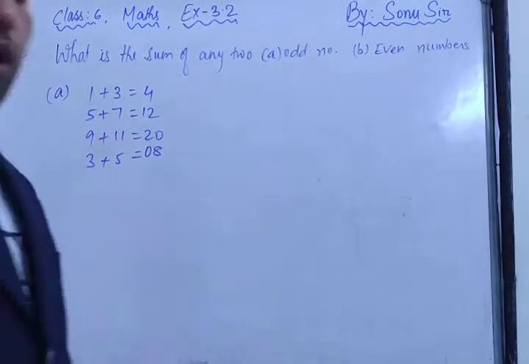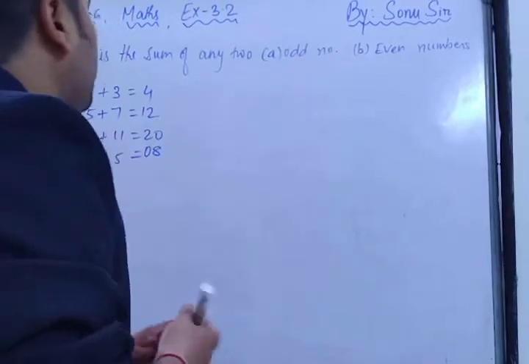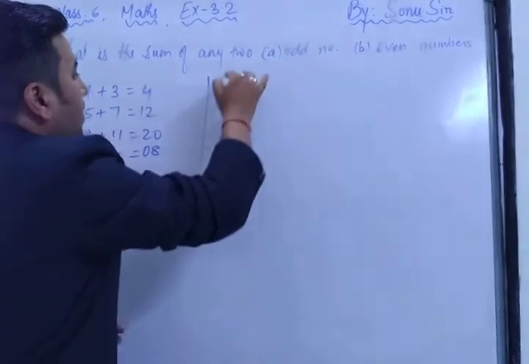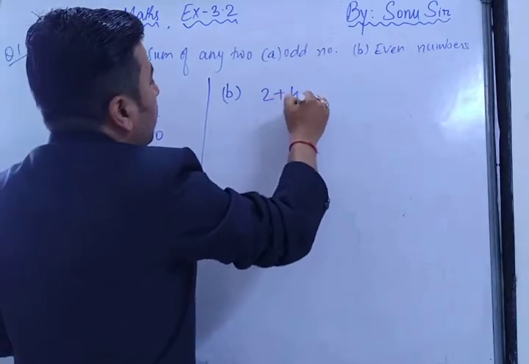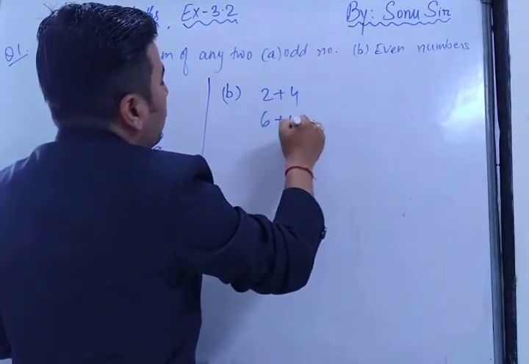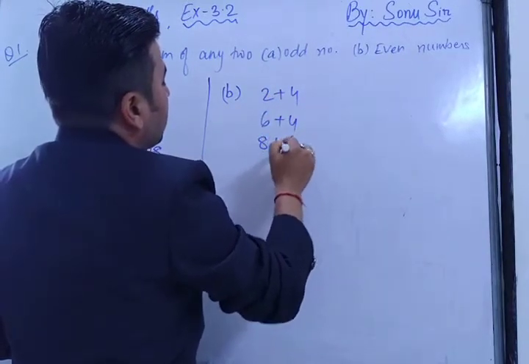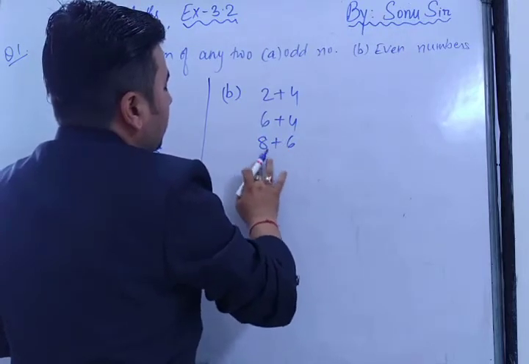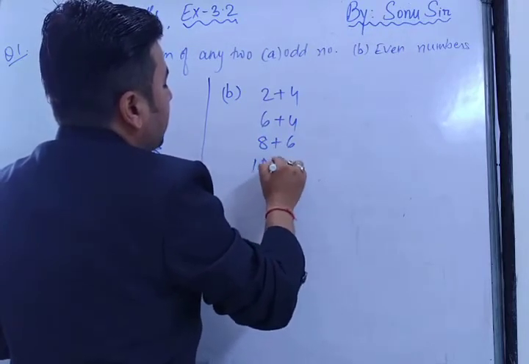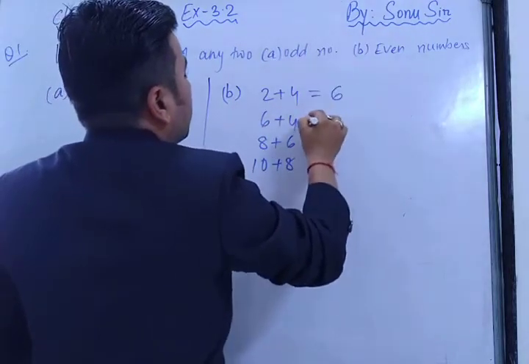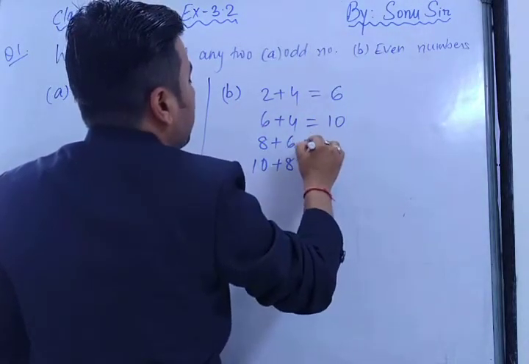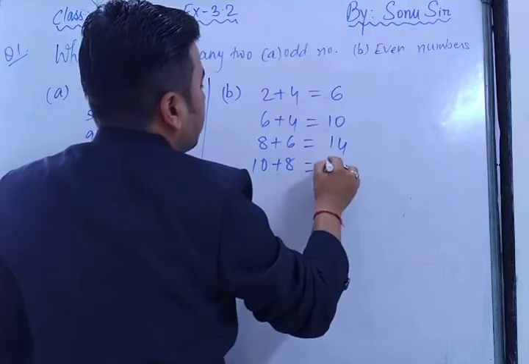If you want to do the sum of two even numbers, then what will it be? Can you tell me some of the even numbers? The even numbers which are divisible by 2. 2 plus 4, 6 plus 4, 8 plus 6, 7, sorry not 7. Here you can take 10 plus 8. See, whatever the result you are getting, 2 plus 4 is equal to 6, 6 plus 4 is equal to 10, 8 plus 6 is equal to 14, 10 plus 8 is equal to 18.